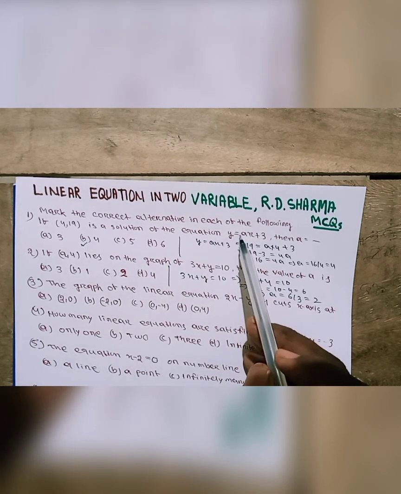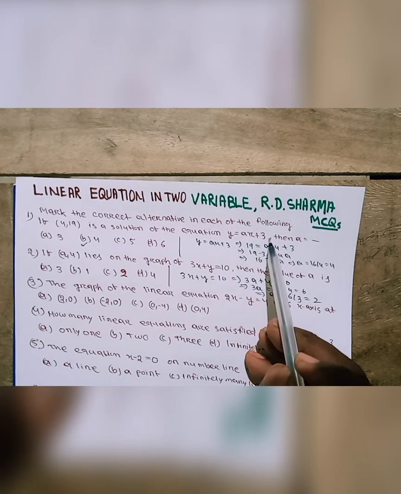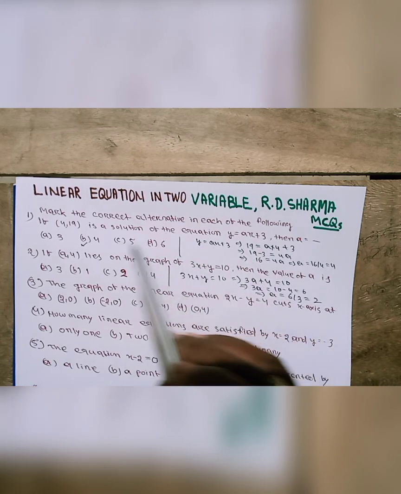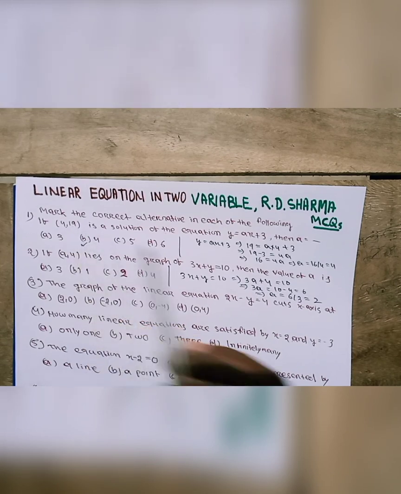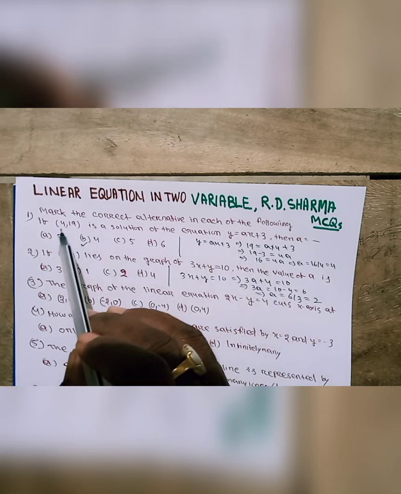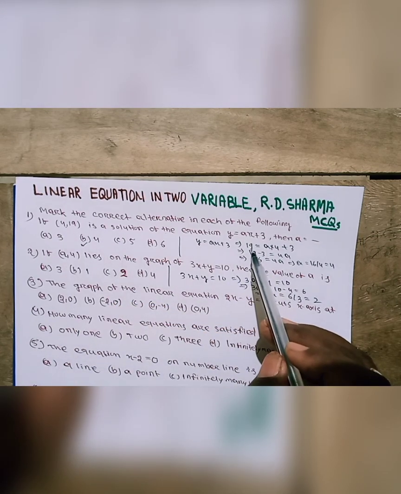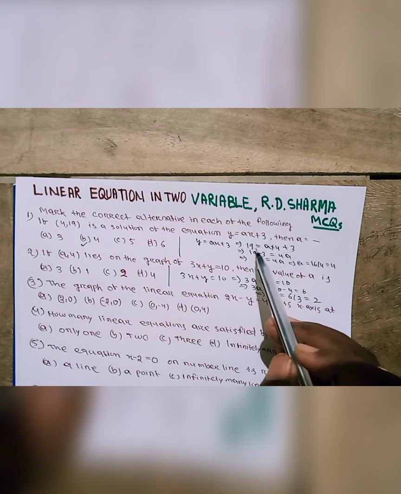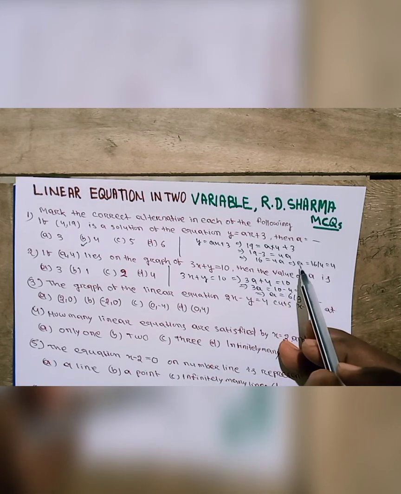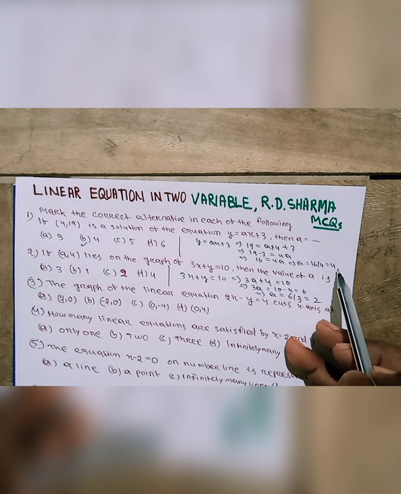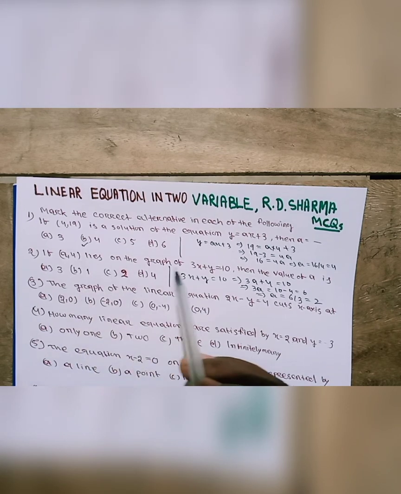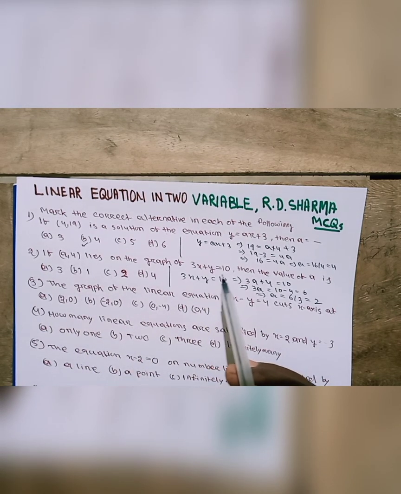How? Write the equation y = ax + 3. It implies that we put the values of x and y in the equation. In place of y put 19, in place of x put 4. So 19 = a into 4 plus 3. So 19 minus 3 equals 4a. So 16 = 4a, which implies that a = 16 by 4 = 4. Option B.